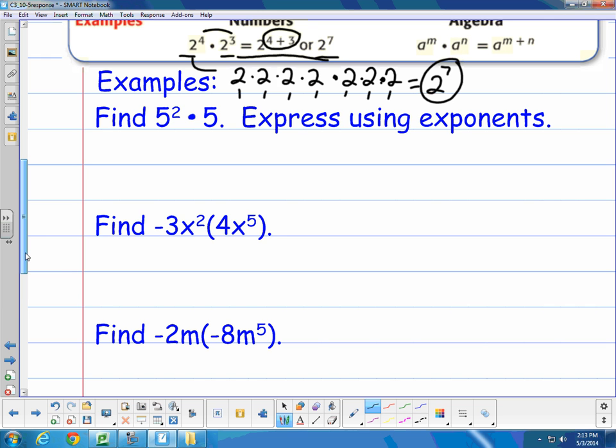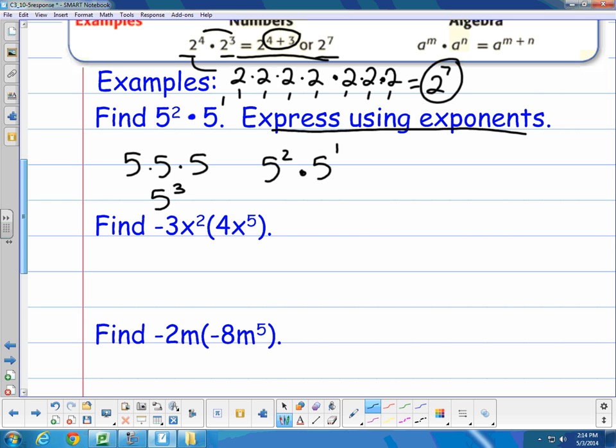All right, so another example. If we're going to try to find 5 to the second power times 5, we're going to want to express this using exponents. So we might want to write this out. Well, 5 to the second is really 5 times 5, and then times another 5. So I do realize that this is 5 to the third. But if they want us to express this using exponents, I'm going to say, okay, this 5 to the second, and this is really times 5 to the first power.